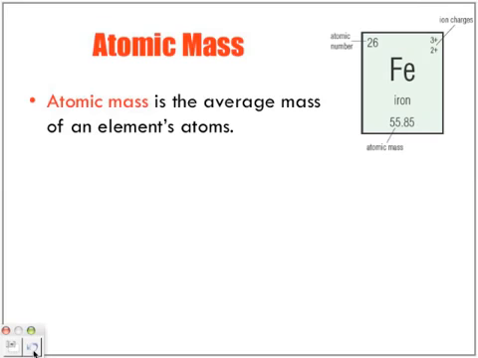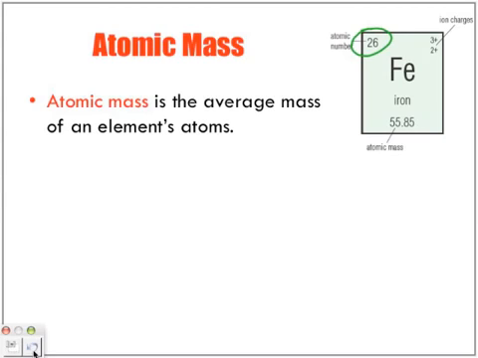So let's look at atomic mass. Atomic mass is the average mass of an element's atoms. One thing you're going to know is that each element has what we call isotopes of itself, right? So it's never really the same type of iron, but they all have the same atomic number. Okay, don't worry about the term isotopes yet. We'll talk about that in a later chapter.